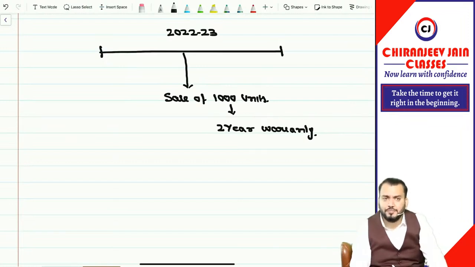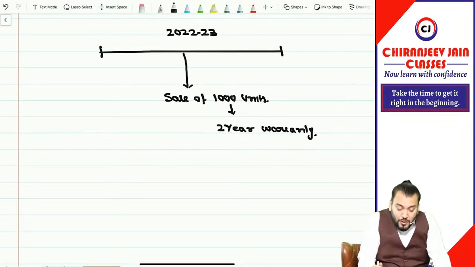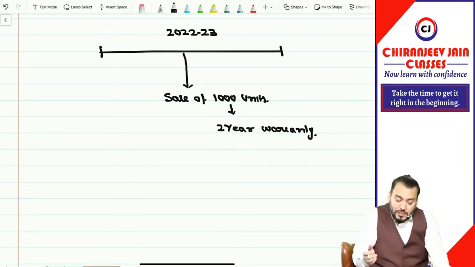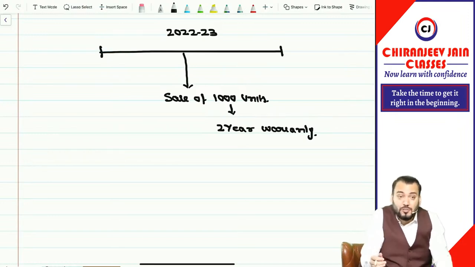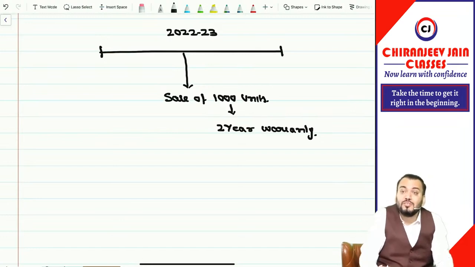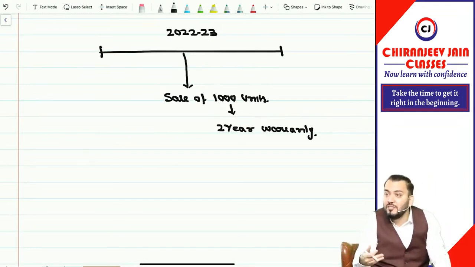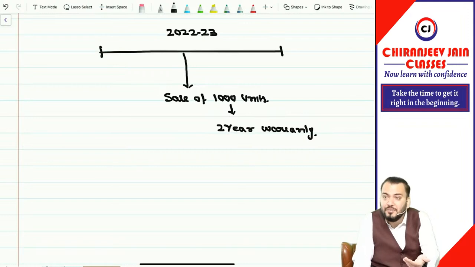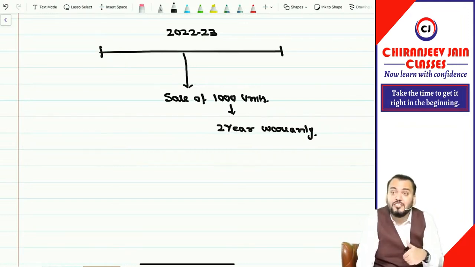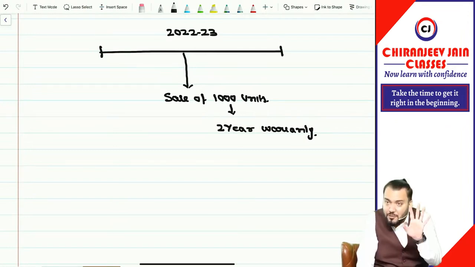2-year warranty, correct, understood. Now if you have done sale of 1000 units, a large population with a 2-year warranty, suppose any defect occurs, so you have an obligation to rectify that defect. So if you have an obligation to rectify that defect, there is an outflow of resource which will happen in future. Are you able to understand? So is Ind AS 37 applicable?